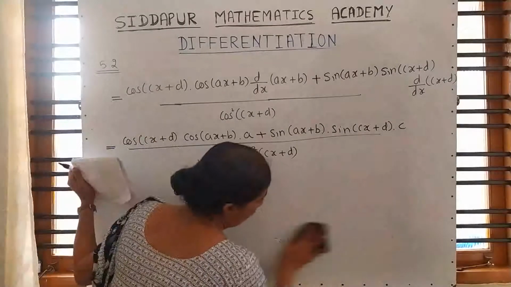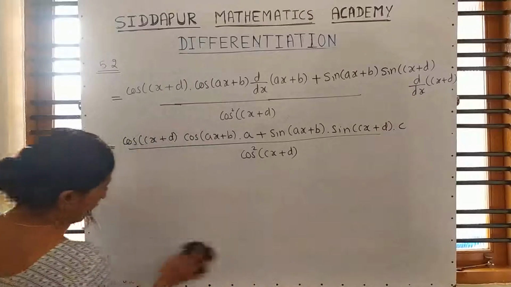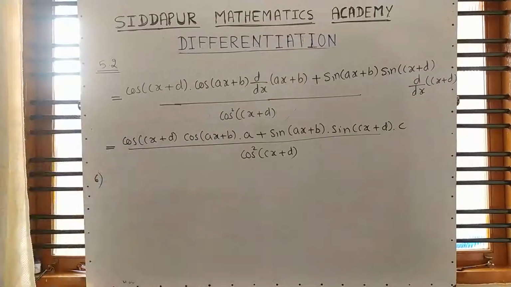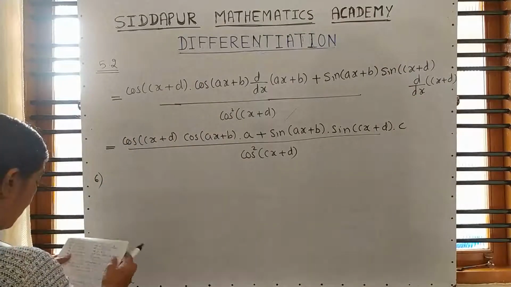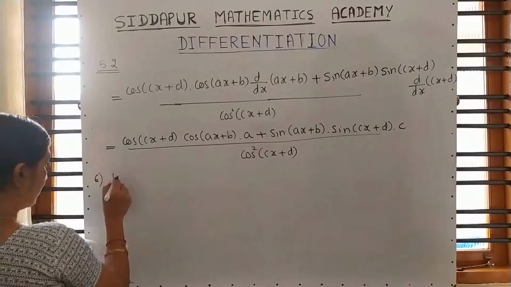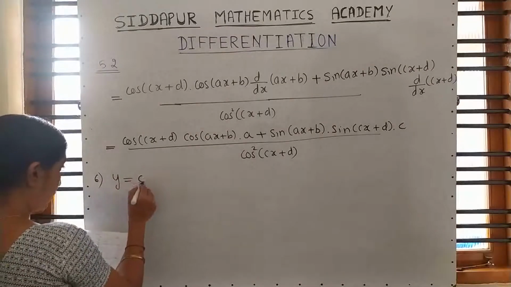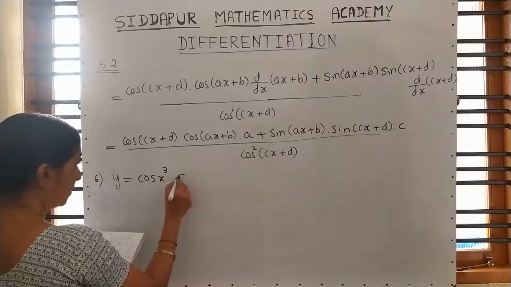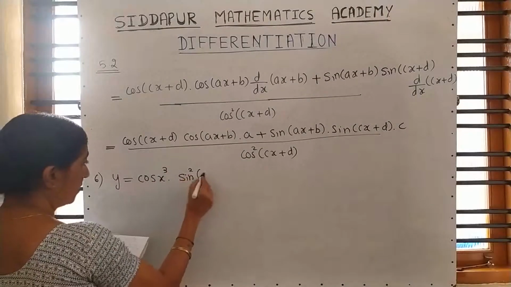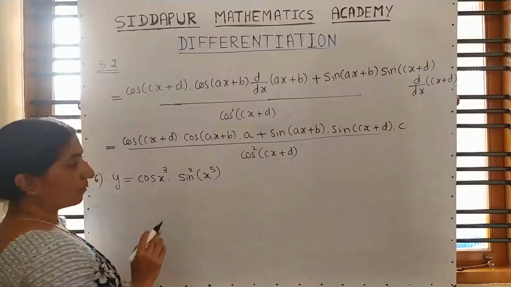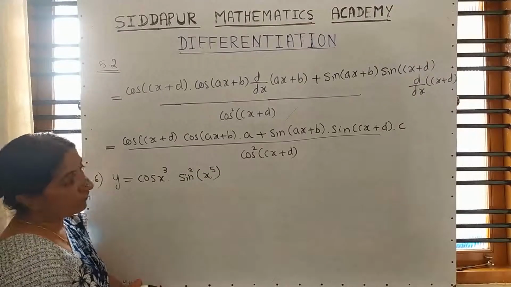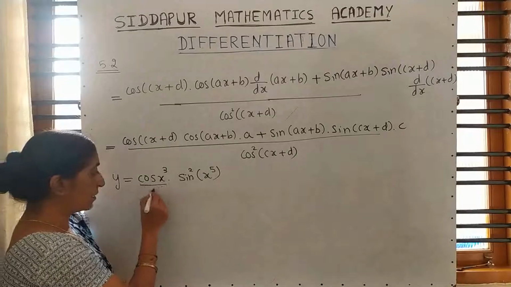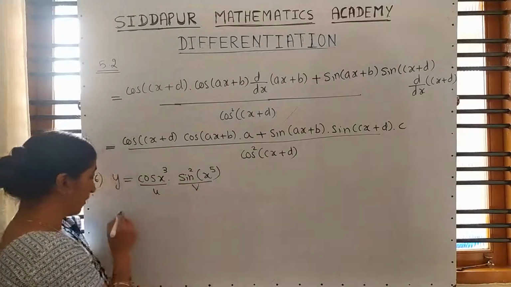See, if you go directly to NCERT, you may not be able to follow. If you have seen so many examples already, now you are familiar. Sixth question. Y is equal to cos x cube into sin square x raised to 5. Have you remembered or identified which formula is applicable? Yes. This is u, this is v.